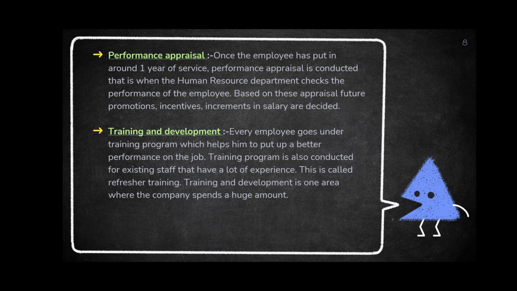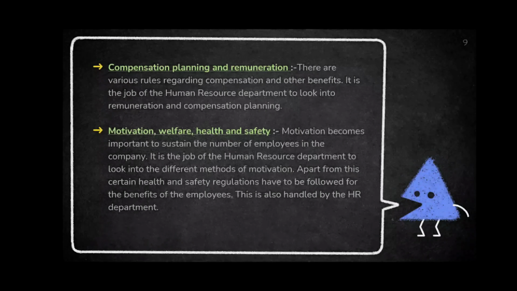Then we have training and development. Every employee goes through a training program which helps them to perform better on the job. Training is also conducted for existing staff who have a lot of experience. So basically, training is given to those who are already working in the organization, and also to employees who are new to the organization. It is a costlier process since the organization has to bear a lot of expenses.